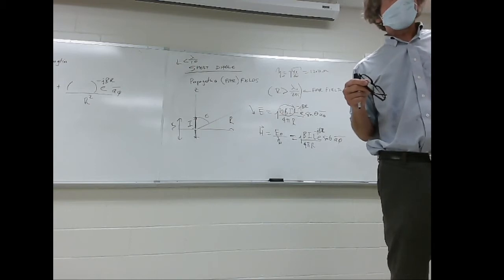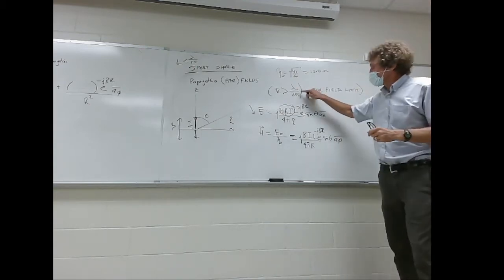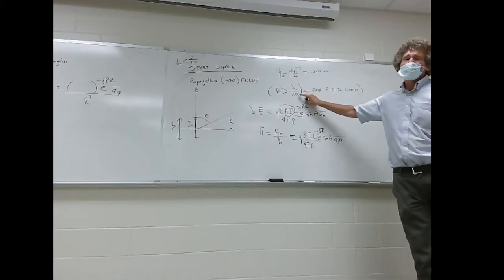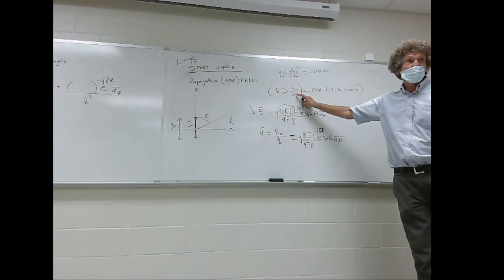You follow me on that, class? So if I take 1 meter and I divide it by 2 pi, call 2 pi 6. It's more than 6, all right? So if I have 1/6 of a meter away, I've got to be more than 1/6 of a meter. So if I'm like a meter away, it's no problem. I'm in the far field. Do y'all follow me on that?